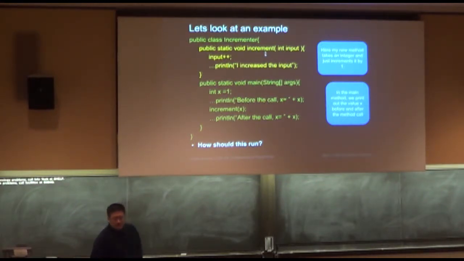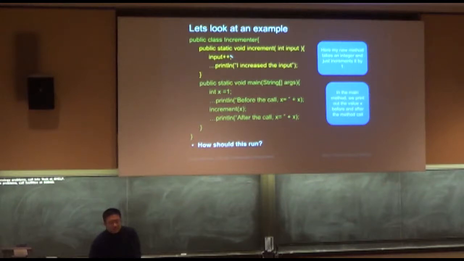So now when it runs the increment method, it has this new variable called input. And input gets incremented by 1. So input is initially equal to 1 here. Input plus plus increments input by 1. And you print out, I increase the input. In fact, if you print it out here, I increase the input equal, quote, plus input, you would actually say 2. Because the value of input on this line is equal to 2.